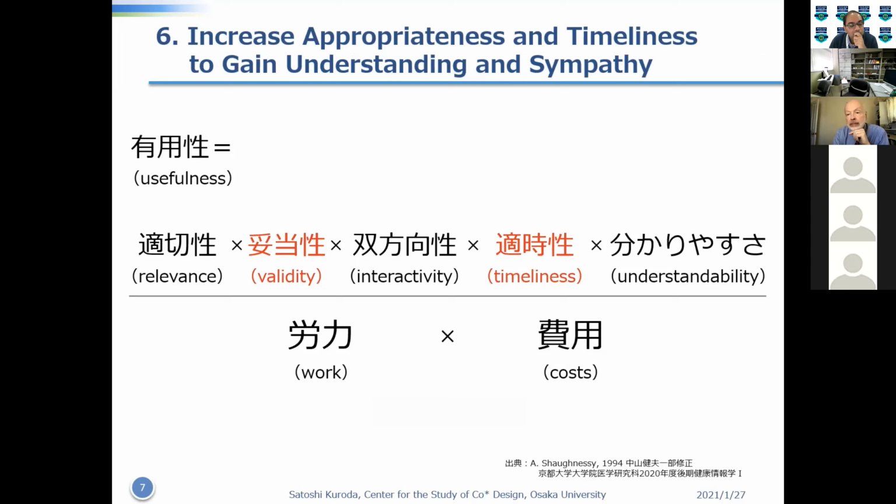The sixth, increase appropriateness and timeliness to gain understanding and sympathy. Open and honest communications in real time is important in new normal communications.